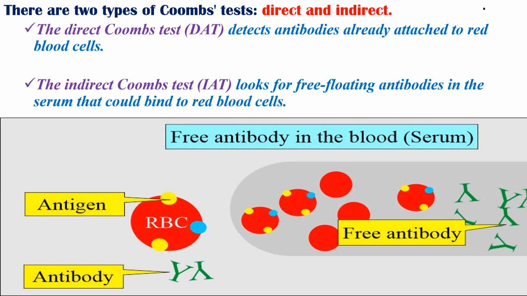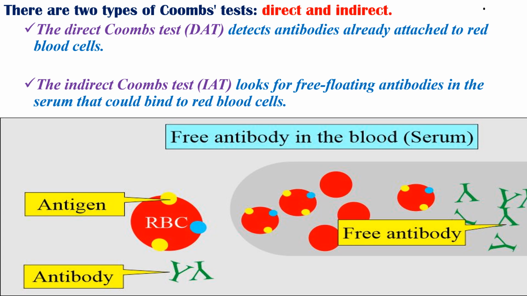The direct Coombs test detects antibody already attached to red blood cells, while the indirect Coombs test looks for free-floating antibodies in the serum that could bind to red blood cells. So, if we suspect Rh incompatibility in pregnant women, we do an indirect Coombs test for the mother and a direct Coombs test for the baby. Coombs reagent or Coombs antiglobulin is used in both direct and indirect tests.